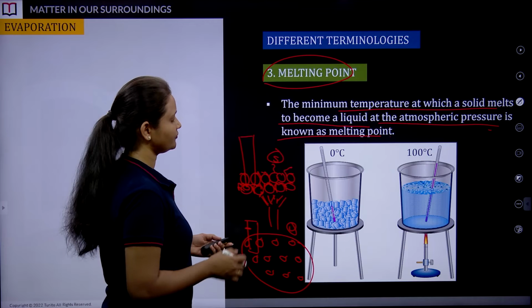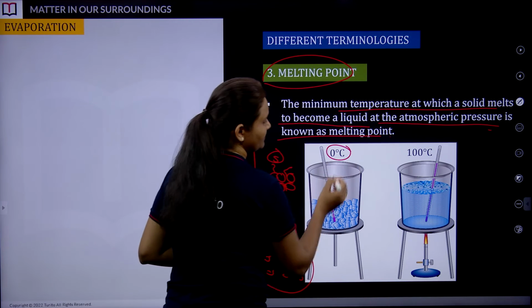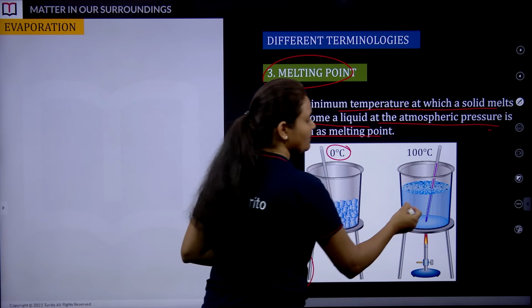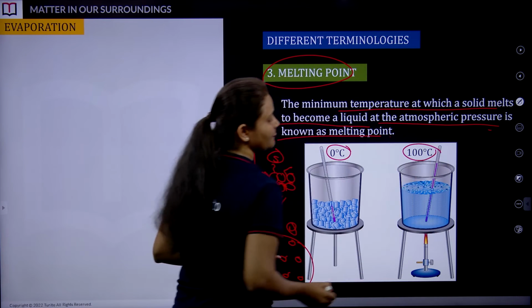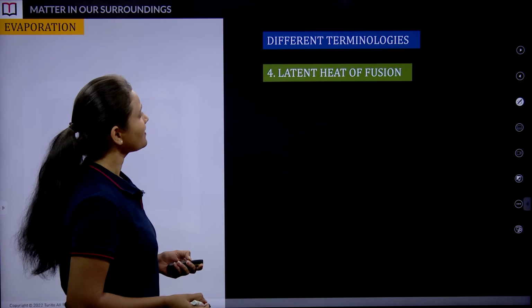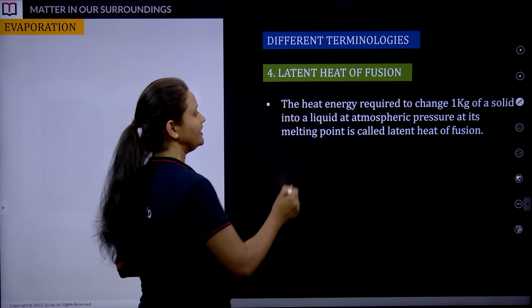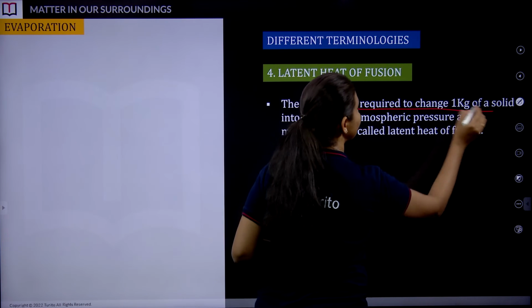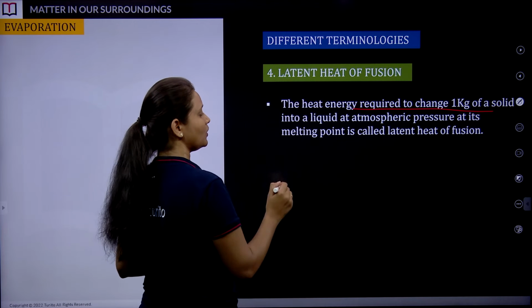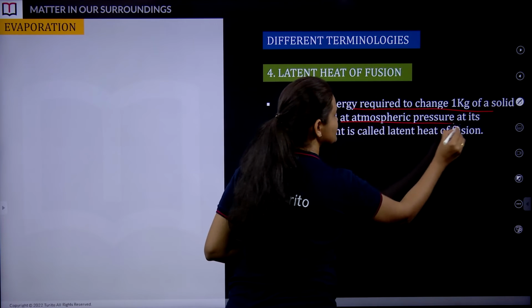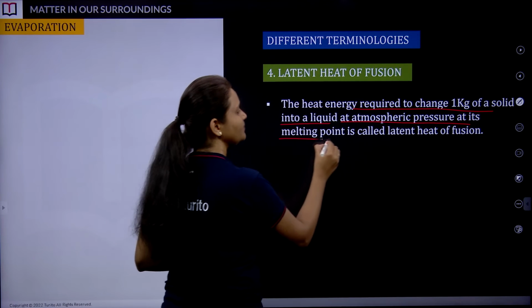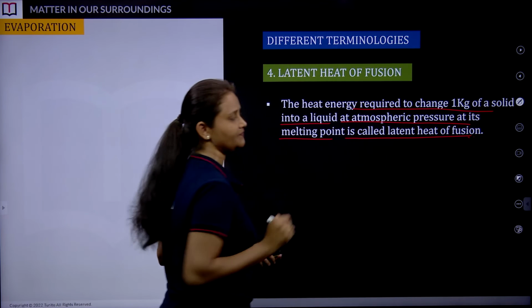So here they have shown, see, the temperature is 0 degrees Celsius and now melting has happened, okay, at 100 degrees Celsius. Then latent heat of fusion: the heat energy required to change 1 kg of solid into liquid at atmospheric pressure at its melting point is called latent heat of fusion.